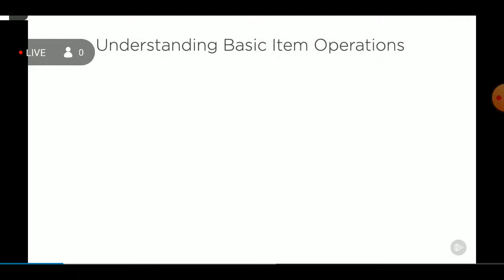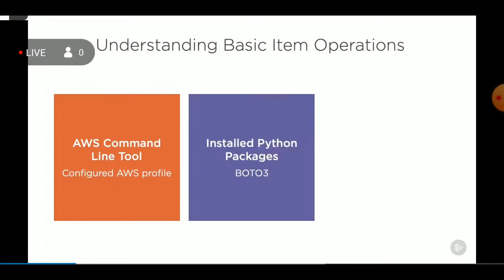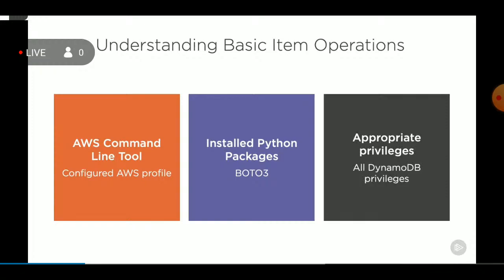Before we start this module, I just want to make sure that you have AWS command line tool installed with a configured AWS profile on your computer. We'll also need Python 3 installed with Boto 3 package used for communication with AWS API. Also, we'll need AWS user with appropriate privileges for DynamoDB, so we can jump into what we need to do with DynamoDB without any interruptions. Grant your user with all DynamoDB privileges.